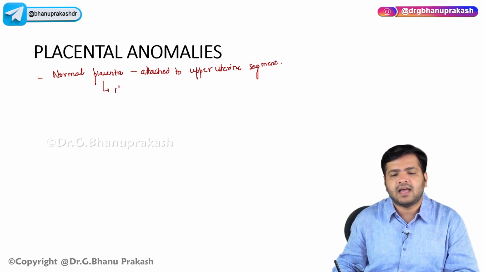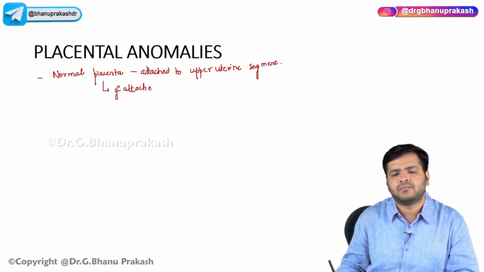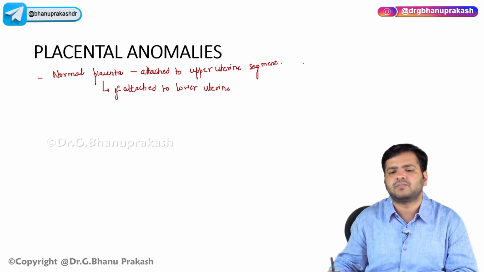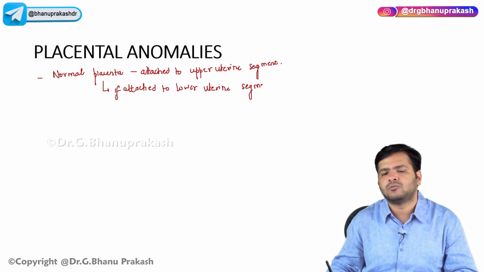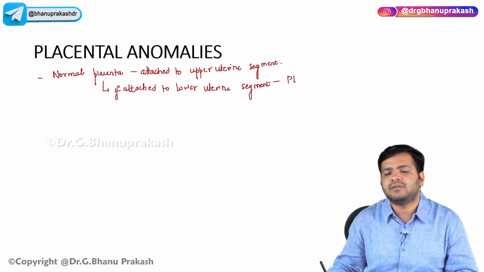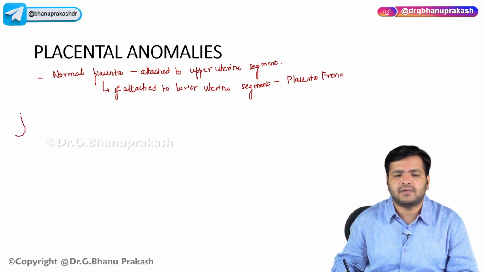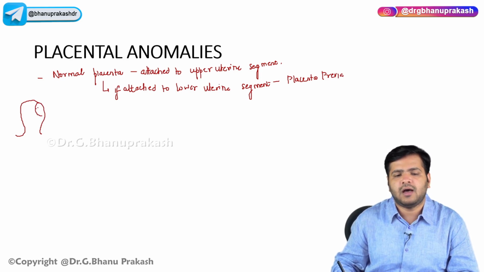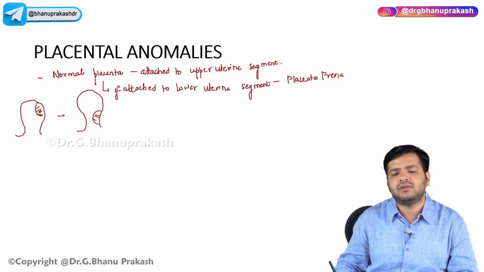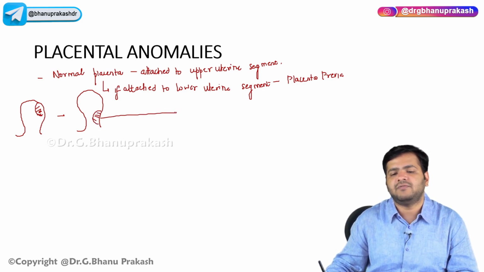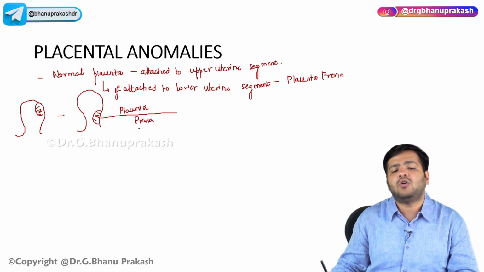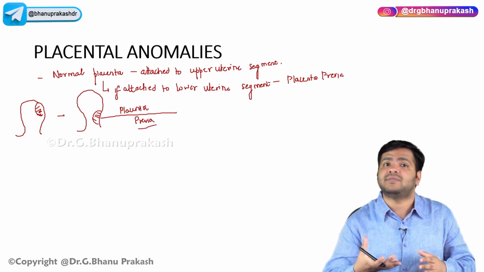If it is attached to the lower uterine segment, then it is called placenta previa. So usually the placenta is attached to the upper uterine segment, but if the placenta is attached to the lower uterine segment, then it is called placenta previa, right? Now how to remember this? Previa, P comes first, placenta, okay?